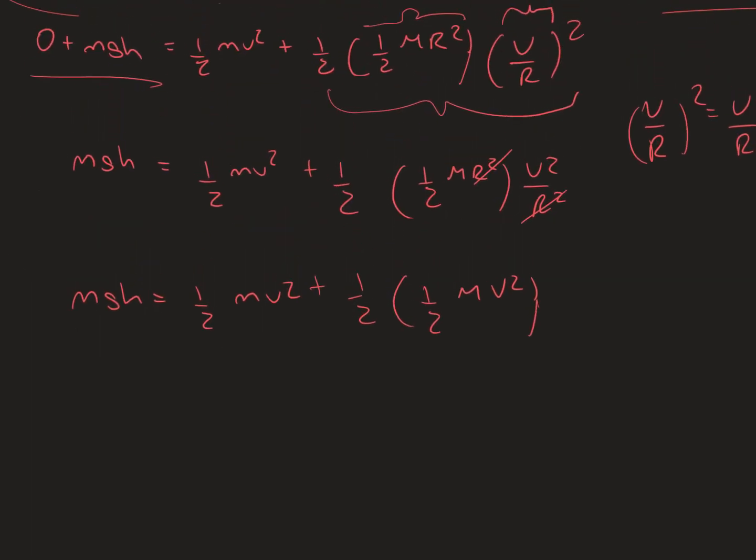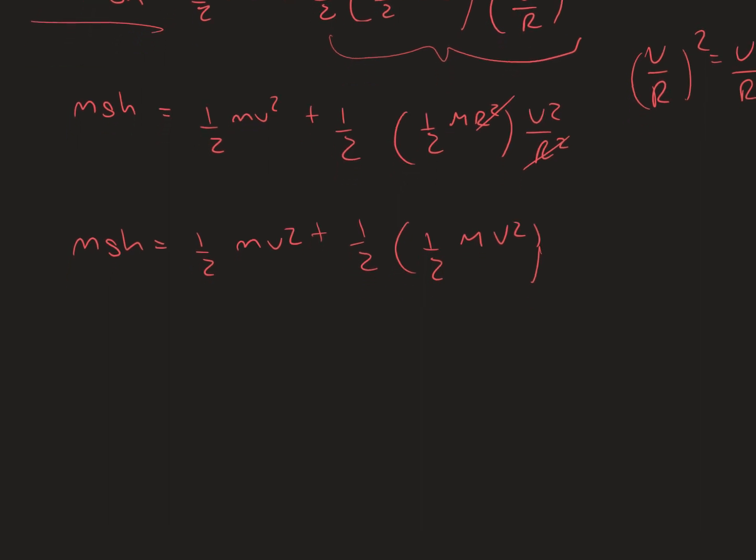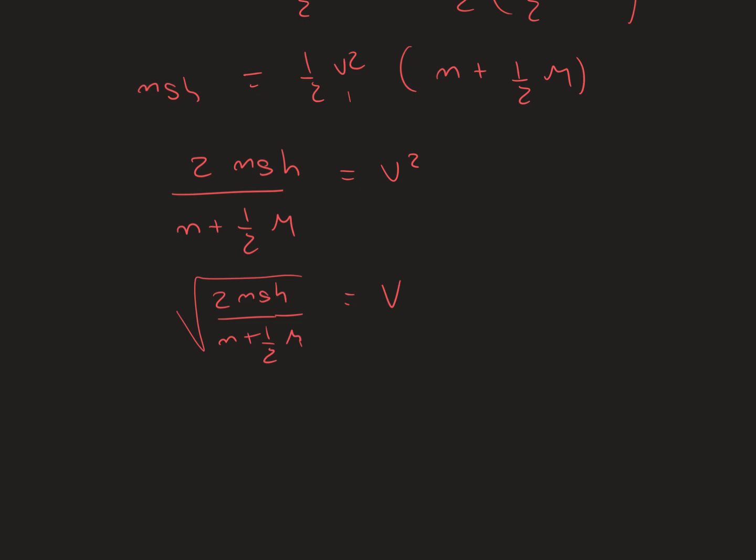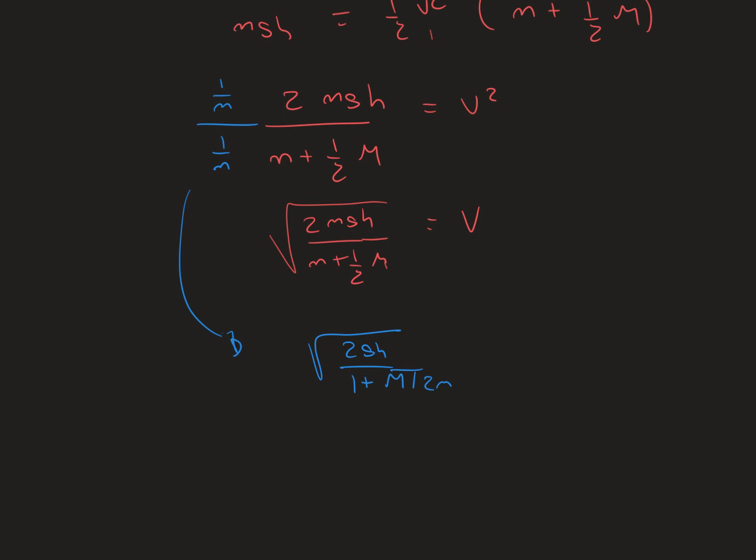Then as we continue solving the problem, we get rid of the r squared on the right side, and then we can continue by factoring out the 1/2 v squared. So as we continue to find the velocity, we end up with the square root of 2mgh divided by m plus 1/2 of M. However, we can simplify a little bit more with a little algebra: we can cancel the m on top, and we end up with the answer of the square root of 2gh divided by 1 plus big M over 2 little m.